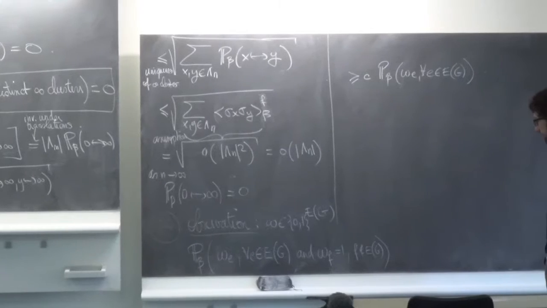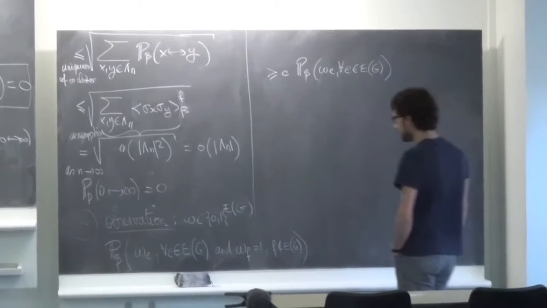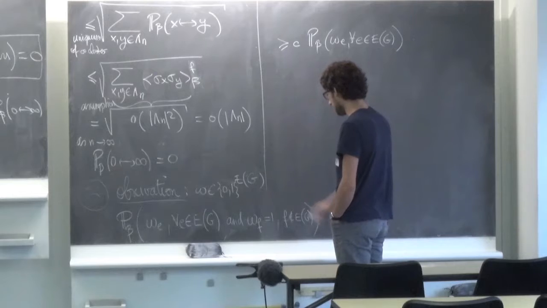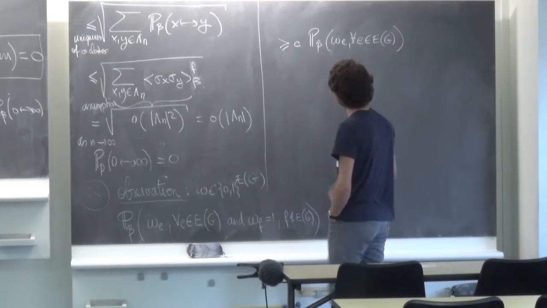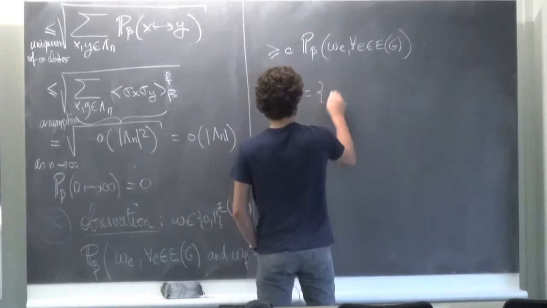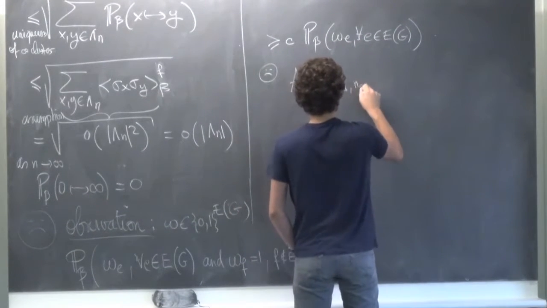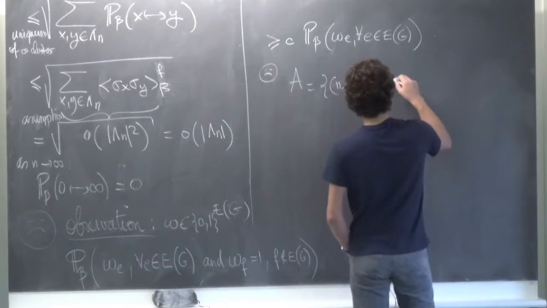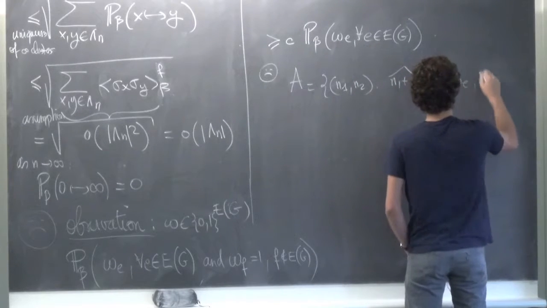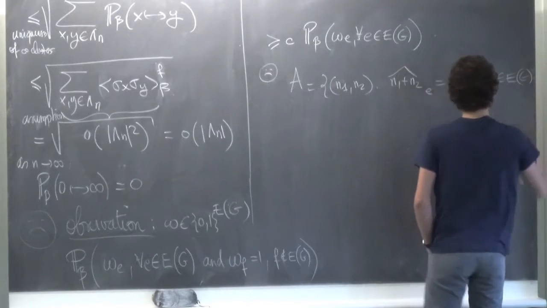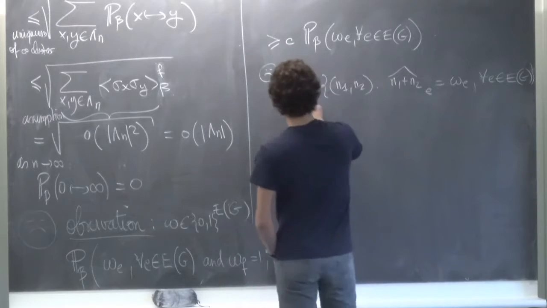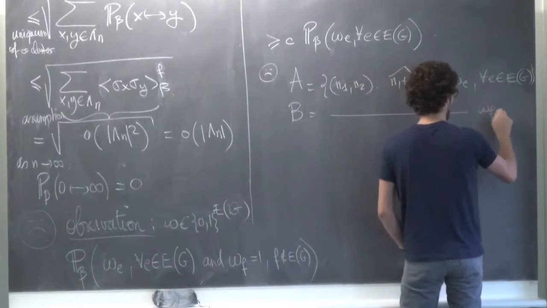How do you prove that? Well, and this is not true in the other context. I mean, if you take omega(F) equals 0. So how do you prove that? Well, let's look at the set A, which is the set of currents n1, n2 such that n1 plus n2 of E is equal to omega(E) for every edge in your graph G. And let's look at B, which is the same thing, except that you also have omega(F) equal 1.